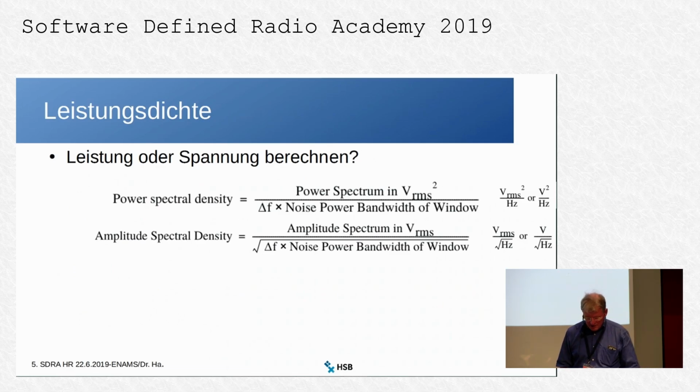To find out the power spectrum density, there are 2 calculation algorithms. The power spectral density is calculated from the voltage RMS squared divided by the bandwidth and the noise power bandwidth of the window. And the amplitude spectral density is the spectrum in voltage divided by the square root of the frequency and noise power bandwidth.